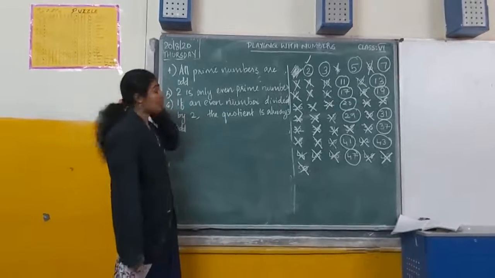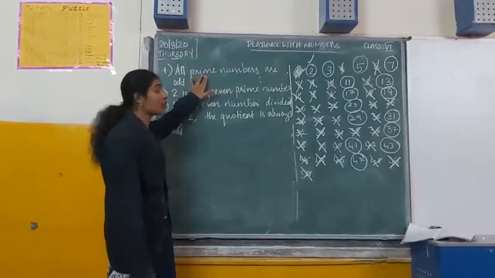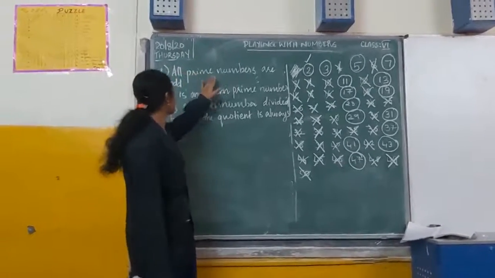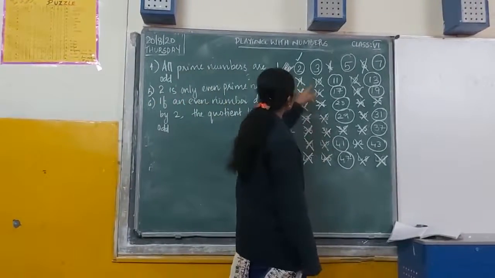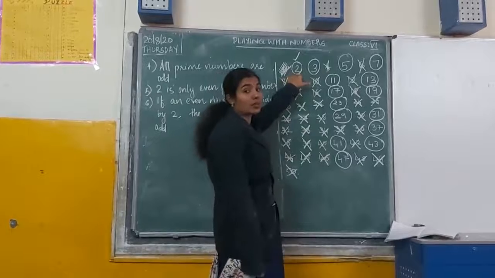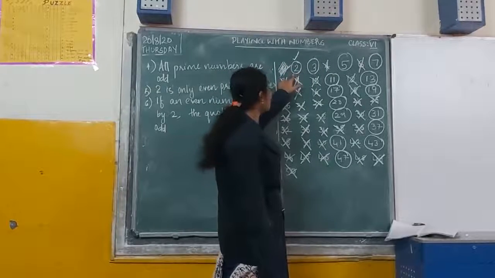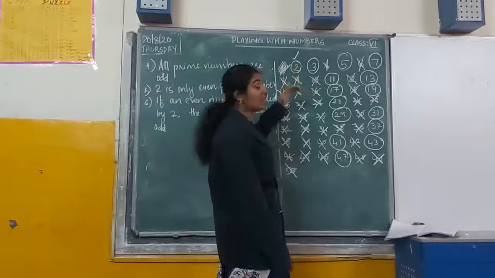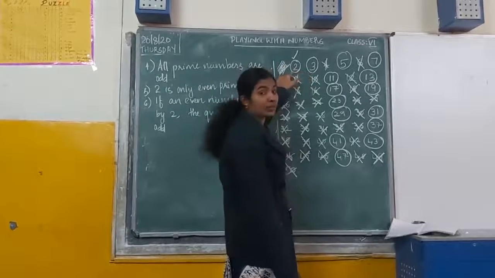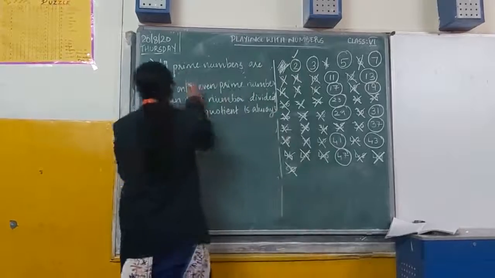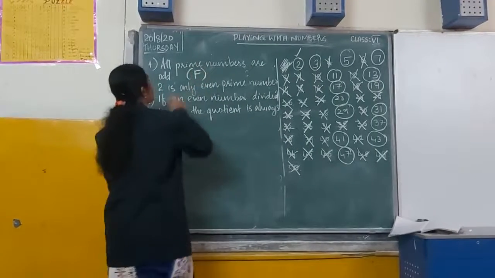Next, the remaining questions we can see. You should state true or false. All prime numbers are odd. Is it true or false? Here you can see one prime number. The only even prime number is 2. So we can't say all prime numbers are odd. There is an even prime number. That means this one is false.